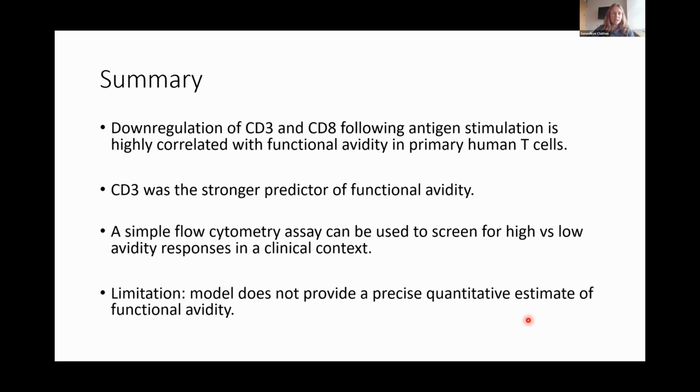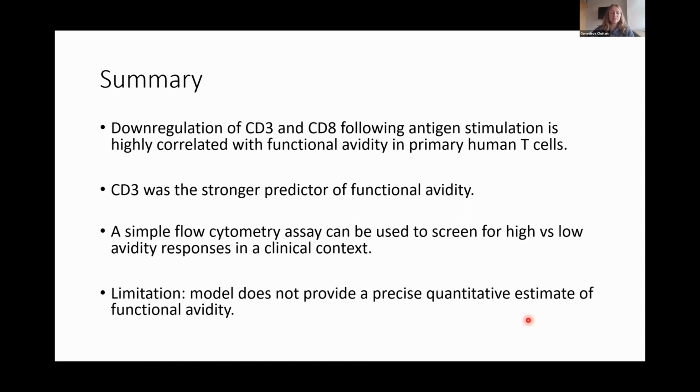To summarize, I hope we've demonstrated that downregulation of CD3 particularly, and CD8, following antigen stimulation is highly correlated with functional avidity in primary human T cells, regardless of age, sex, the MHC restriction of the epitope, and regardless of the pathogen targeted. Mathematical modeling indicated that CD3 was the stronger predictor of functional avidity.